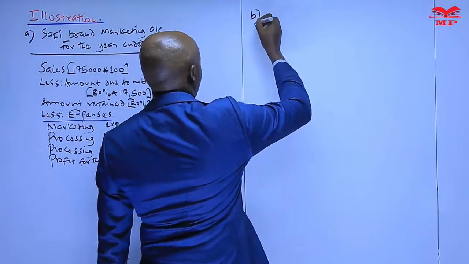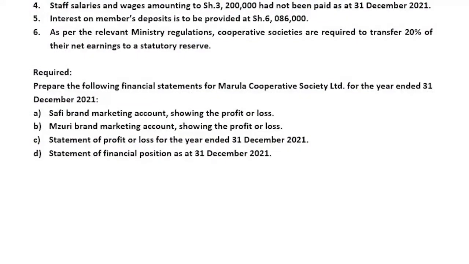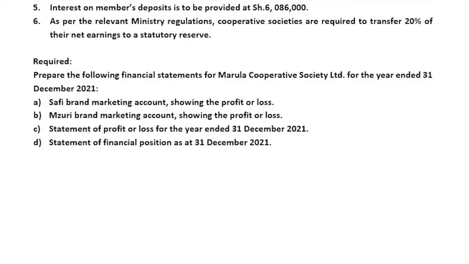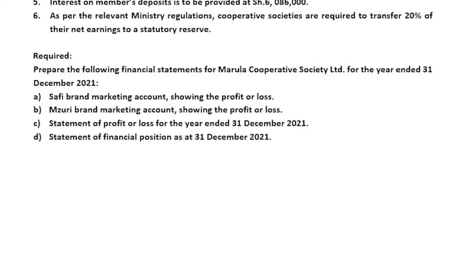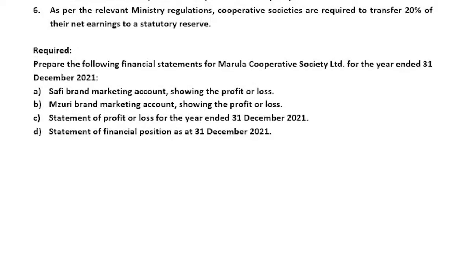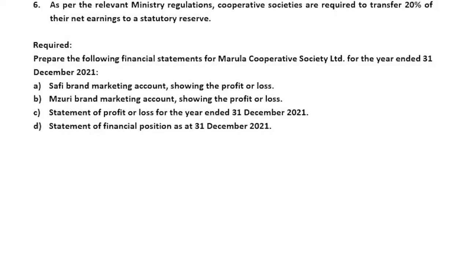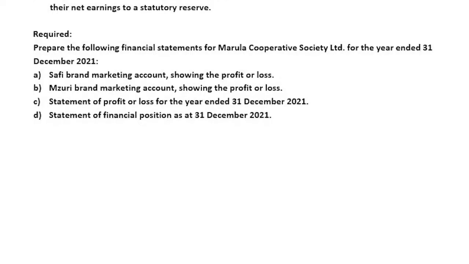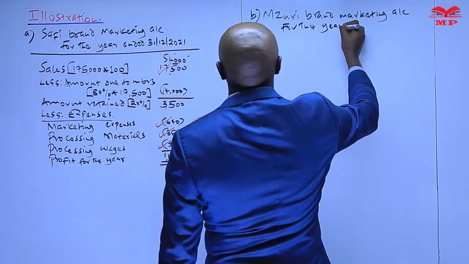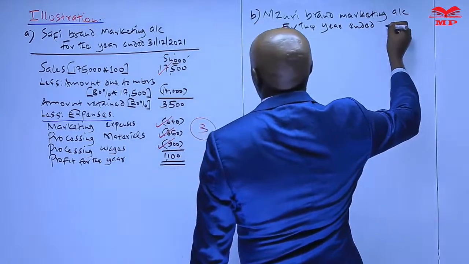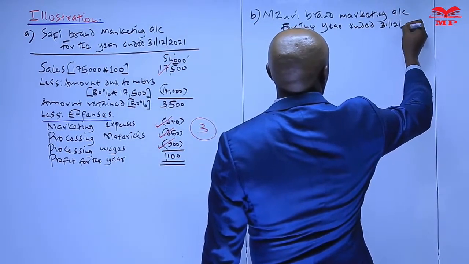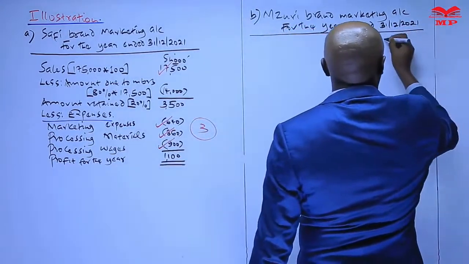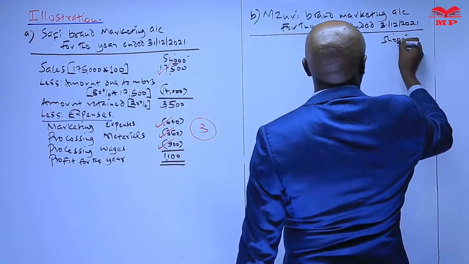Part B of that question, and we are required to prepare now a marketing account for the other coffee brand, which is Mzuri brand. A marketing account, which is equally for the year which ended 31st of December 2021. So our figures are in thousands of shillings.